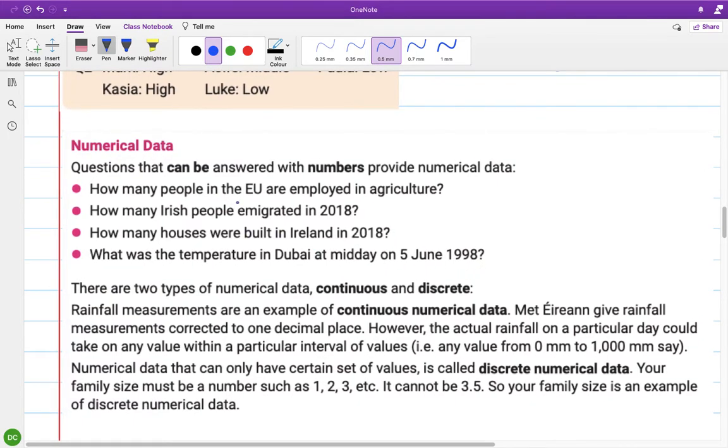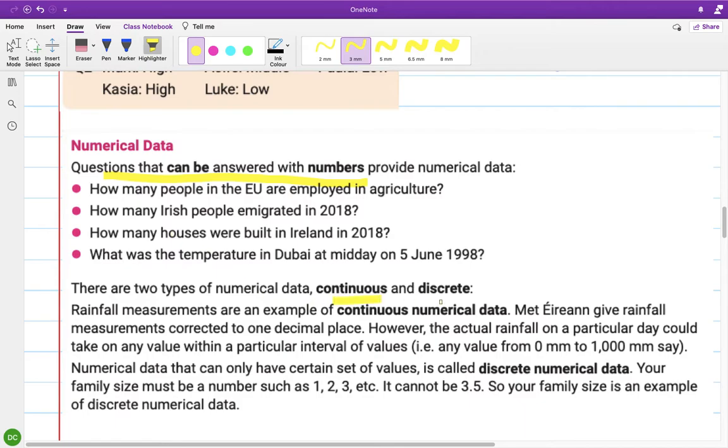Numerical data then, that's numbers. So how many people in the EU are employed in agriculture? The number is going to be like, I don't know, 164,000. How many Irish people emigrated in 2018? Again, it's going to be a number. How many houses? It's going to be a number. What temperature in Dubai midday on the 5th of June 98? Again, it's a number. Okay, so numerical data is questions that can be answered with numbers.